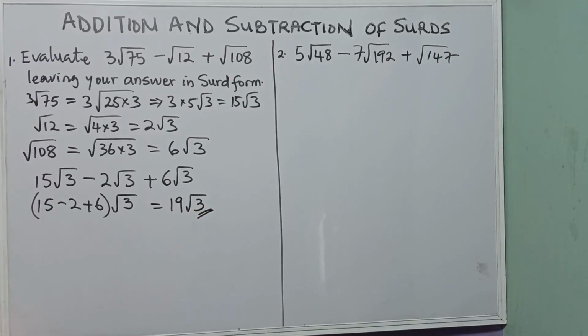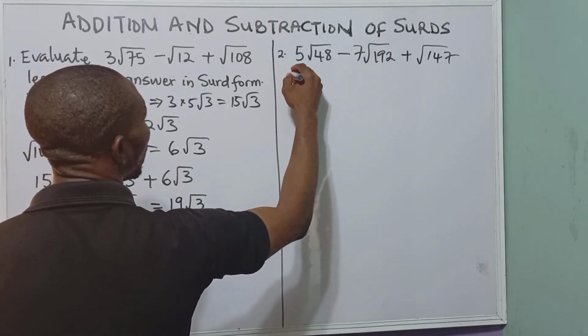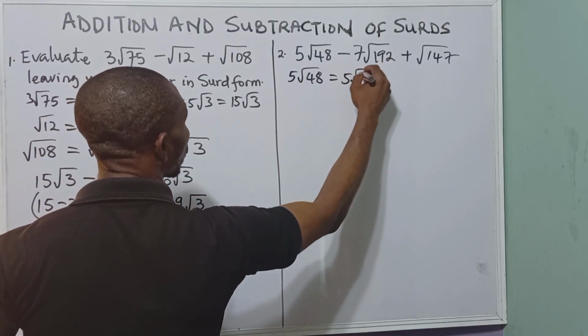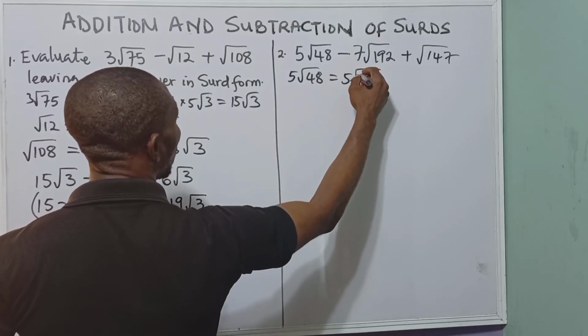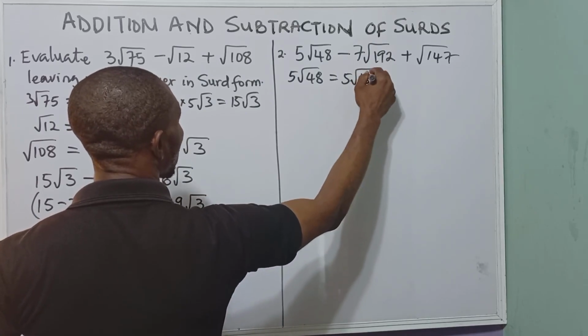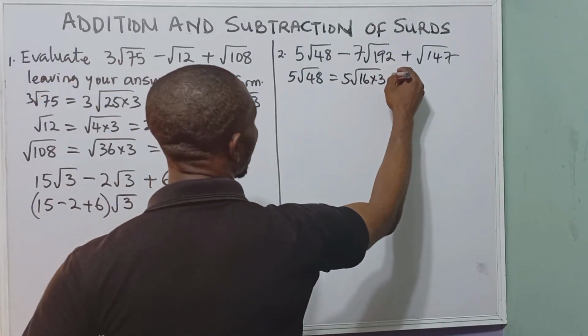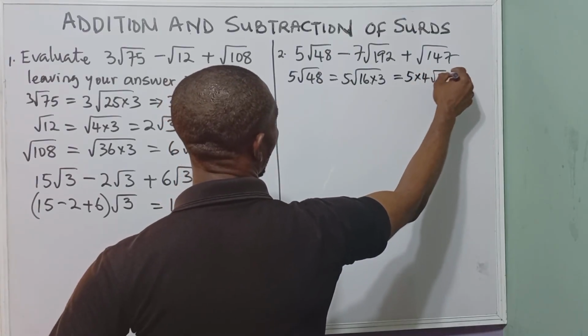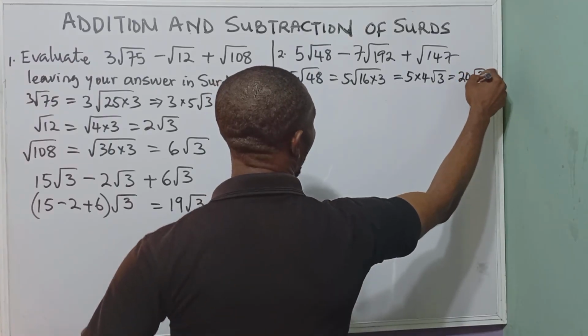And to the second one, where we have 1 root 5 and 5 root 48, we are still going to break it down this way. Breaking down 48 will give us 5 root 16 times 3. Root 16 would give us 4. So this will be 5 times 4 root 3, which gives us 20 root 3.